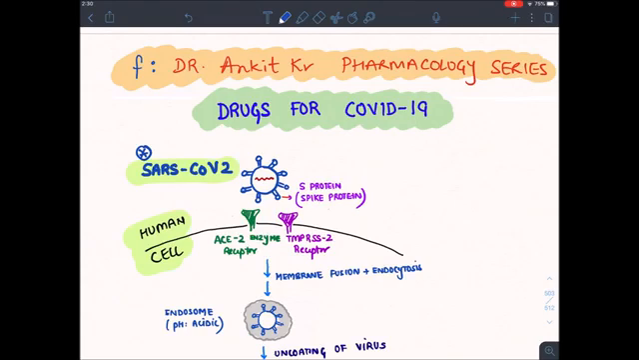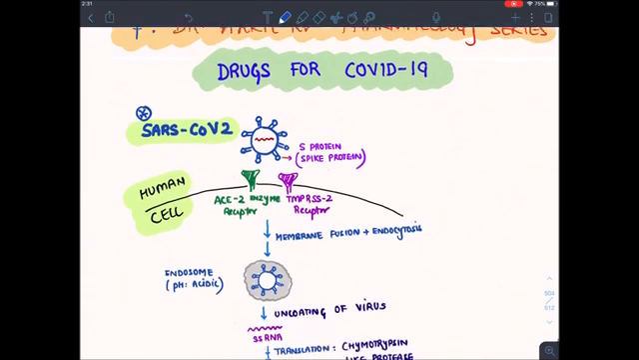Now how it infects a human cell: as you can see in this diagram, this virus has a protein, the spike protein, the S protein. This virus's shape looks like a crown, like a crown of a king. That is why it is known as coronavirus. Because of this spike protein, the shape is like a crown, hence it is known as coronavirus. Now it affects the human cell.